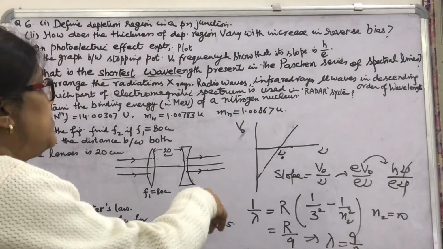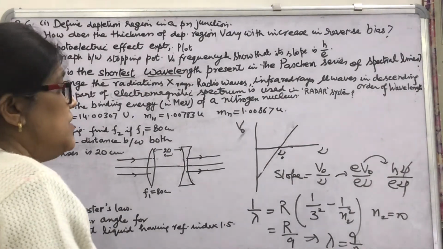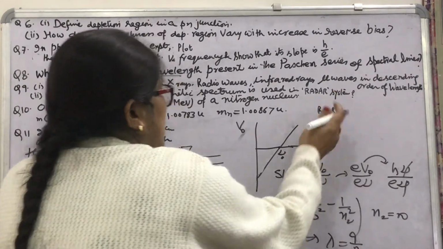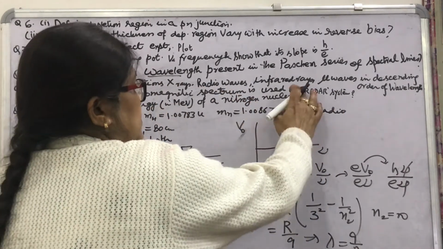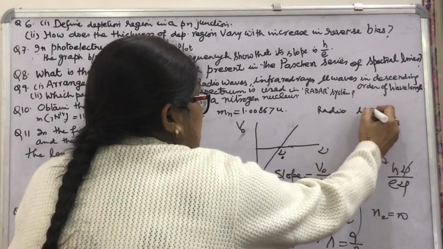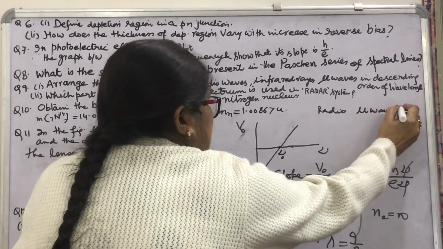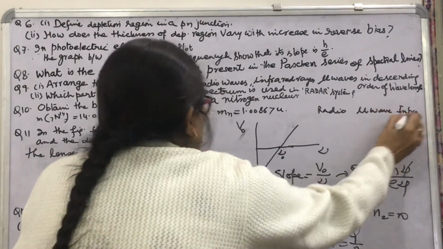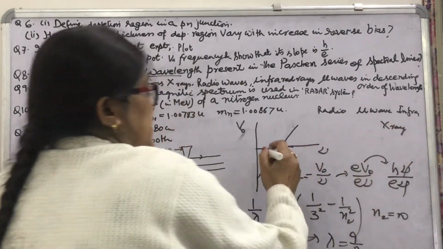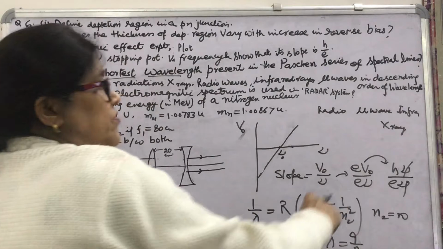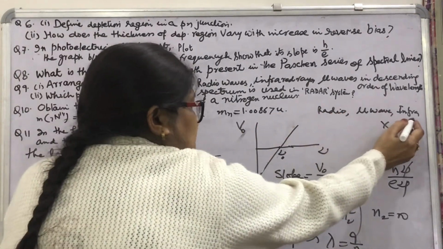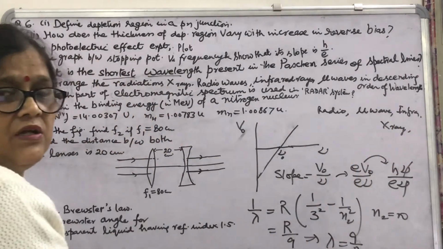Then how will you write? What will be your answer? The radio waves you will write at number 1. Then after radio waves, this will be microwaves. Then after microwaves, infrared, and after infrared, X-rays. So in this way you will find the descending order of wavelength. You will write here in descending order of wavelength: radio waves, then microwaves, then infrared rays, then X-rays.